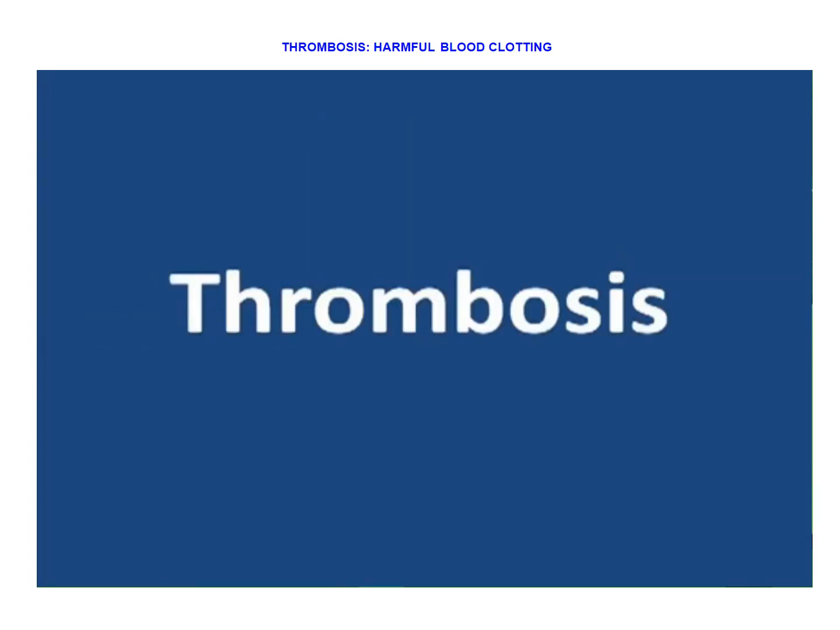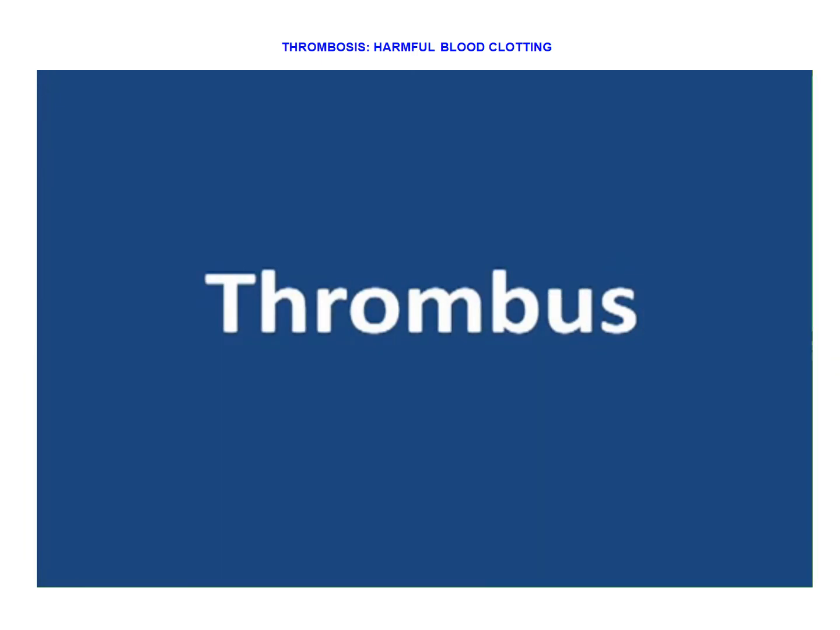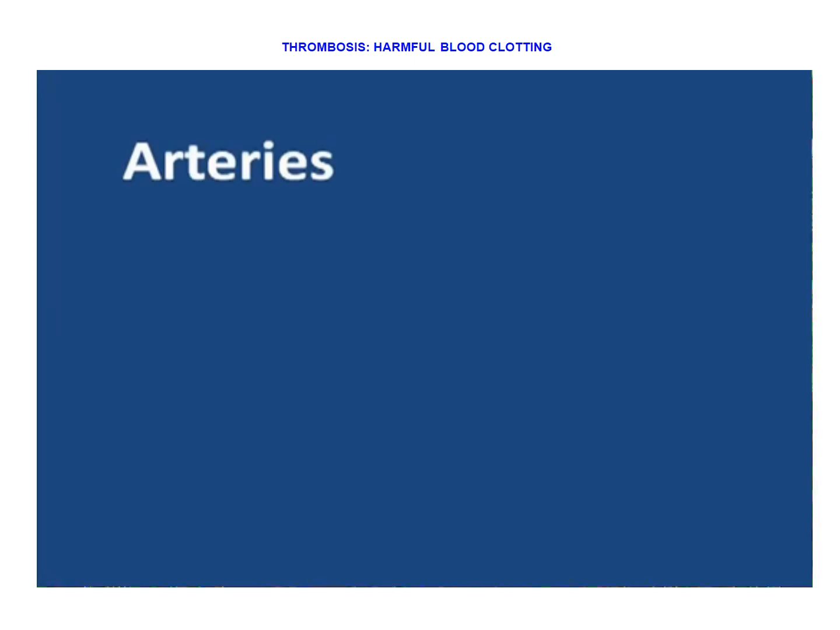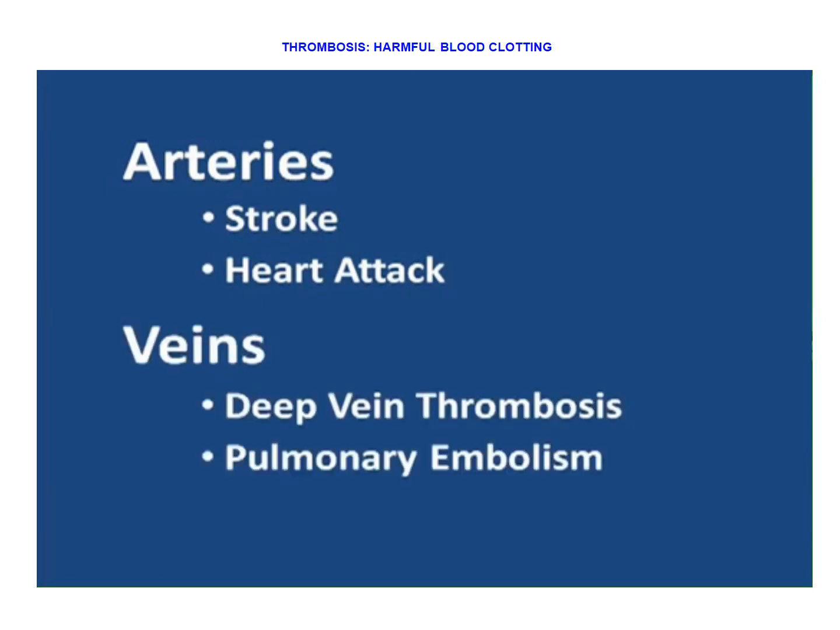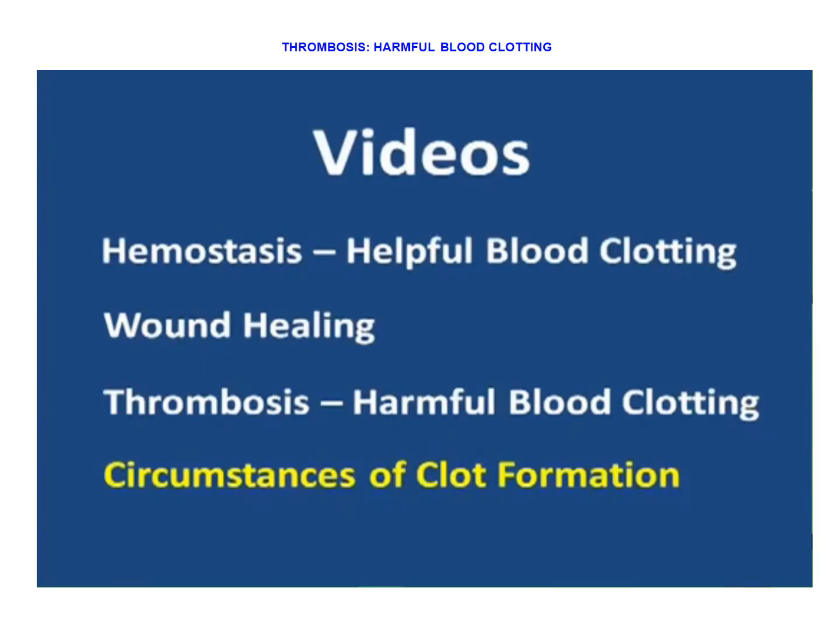The formation of a blood clot, where the clot may be harmful instead of protective, is called thrombosis, and the clot itself is referred to as a thrombus. When these clots occur in arteries, they may result in conditions like stroke and heart attack, and when they occur in veins, they may produce deep vein thrombosis, pulmonary embolism, and rare conditions like retinal vein occlusions. In a separate video, we'll consider the circumstances that might cause a harmful clot to form, but right now let's look at what might happen to the clot after it forms.